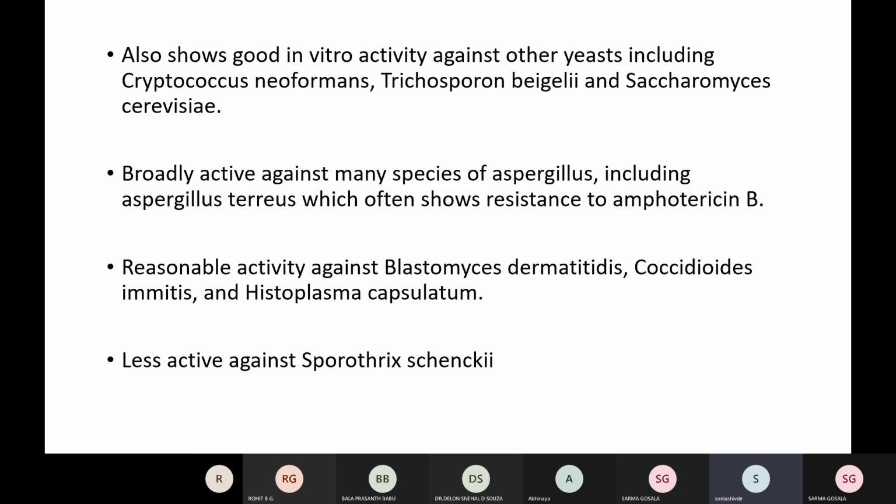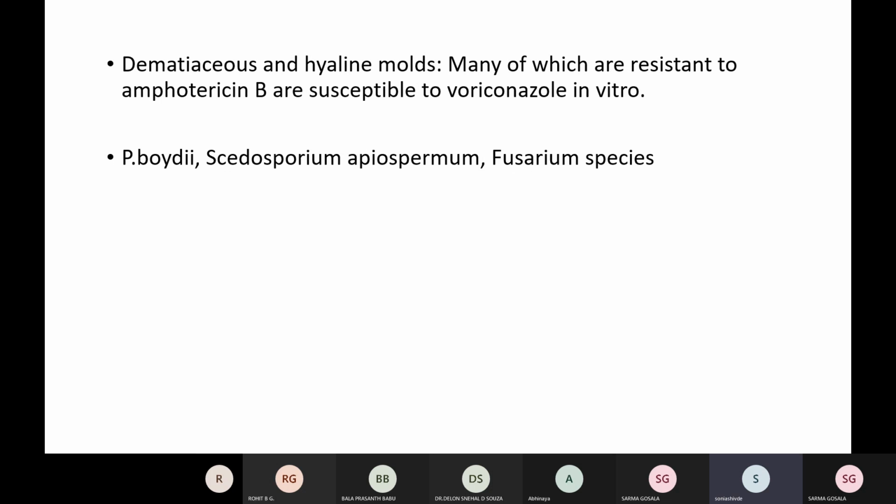It is broadly active in many species of Aspergillus, including Aspergillus terreus, apart from Aspergillus flavus, which shows resistance to amphotericin B. And it has shown reasonable activity against dimorphic fungi or endemic mycoses like Blastomyces, Coccidioides, and Histoplasma. It is less active against Sporothrix schenckii, which is also a dimorphic fungus. Some hyaline molds which are resistant to amphotericin B are susceptible to voriconazole in vitro. And the main action for which it has received FDA approval is Scedosporium apiospermum and Fusarium and Pseudallescheria boydii.